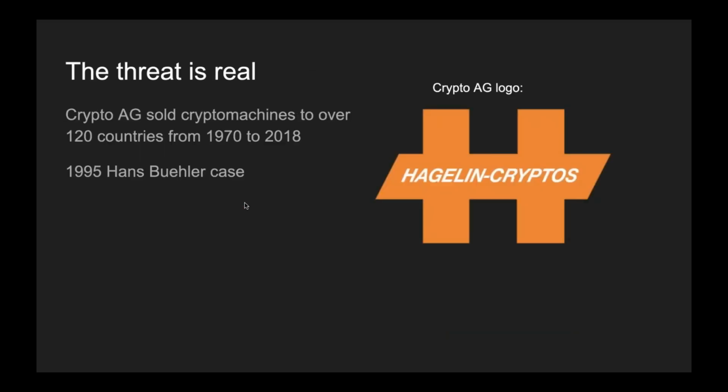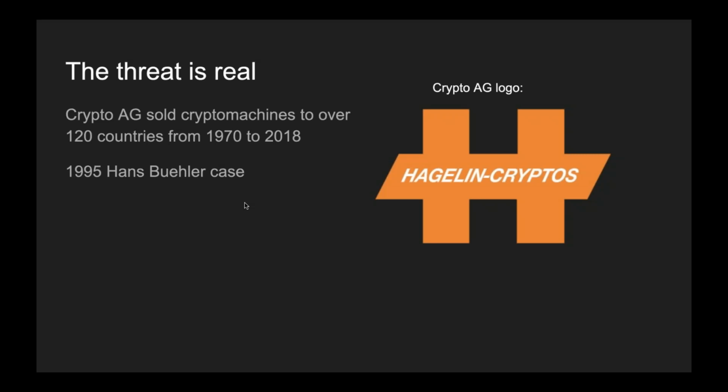There is a company called Crypto AG, a Swiss company, I'll say Swiss in quotes for now, that sold crypto machines to over 120 countries from 1970 to 2018. And in 1995, Hans Buehler was arrested by the government of Iran because they suspected that he was leaking. These crypto machines are supposed to keep all of your messages safe, and Iran was pretty suspicious that Hans Buehler was leaking the message keys or intelligence somehow to the CIA and the NSA.